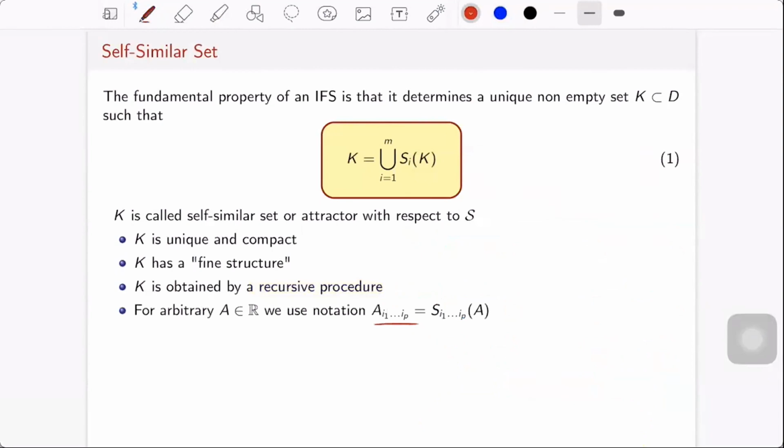This is a notation for an arbitrary set on the real line: A_{i1...ip} is equal to S_{i1} of ... S_{ip}. Soon I will make you familiar with this notation.